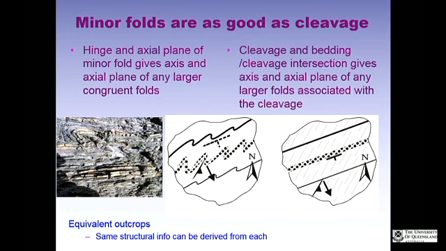If we have M folds, we don't have any vergence. Basically, the relationships are symmetrical. The axial plane of the fold is perpendicular to the enveloping surface. So you can see here, this is basically identical information. Here we have the axial plane of the fold oblique to the enveloping surface. We have here the bedding oblique to the cleavage.